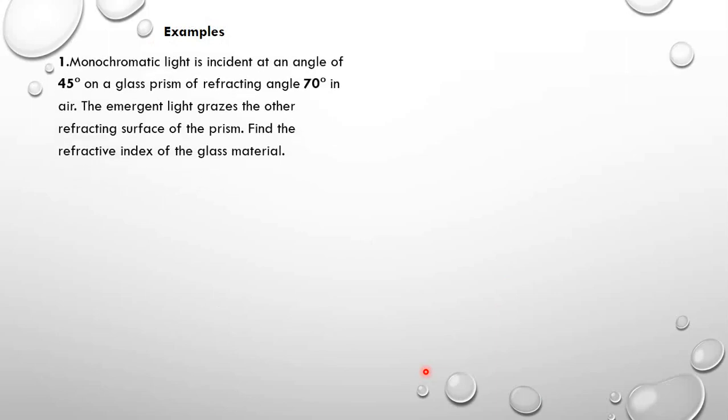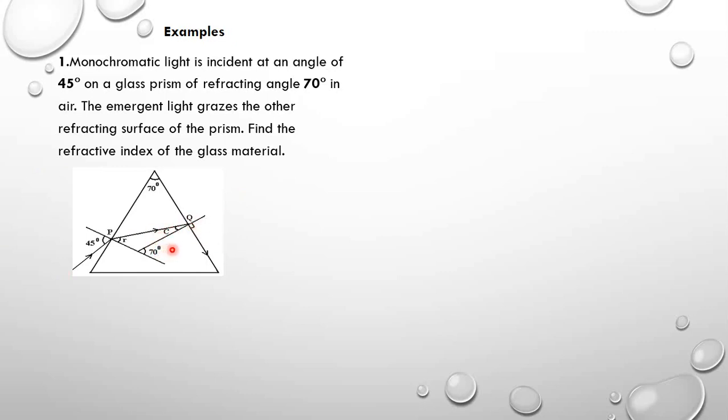Let's look at some examples. Example 1. Monochromatic light is incident at an angle of 45 degrees on a glass prism of refracting angle 70 degrees in air. The emergent light grazes the other refracting surface of the prism. Find the refractive index of the glass material. So let us have this illustration of what we are talking about. We are seeing that it is grazing the second surface, so this angle is 90. So since this is 90, this is going to be C.